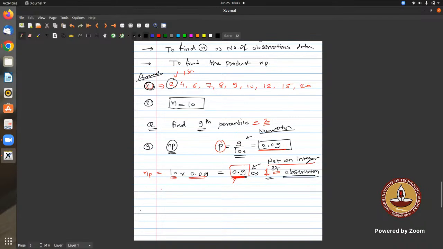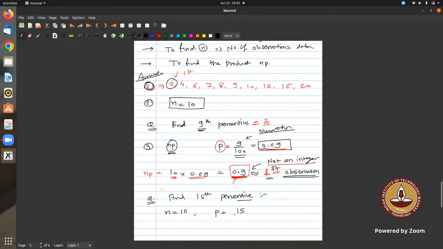One more question I'll take: let's say the question is to find the 15th percentile. Here, what is the value of n? 10, sir. n is 10, and p is 0.15. Right, so how does this 0.15 come? It is 15 divided by 100, which equals 0.15.